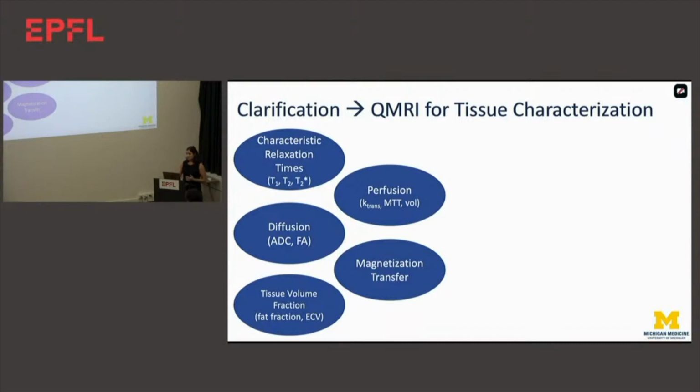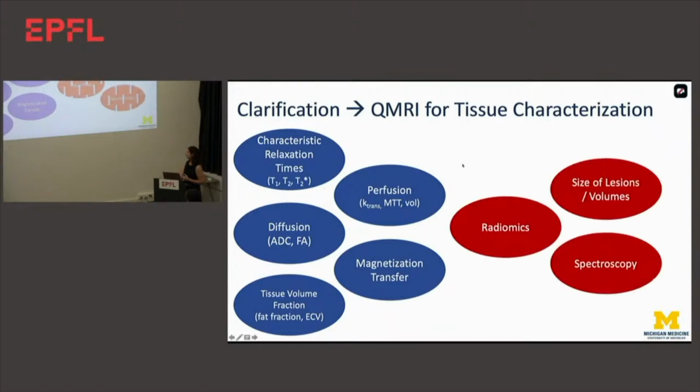What I'm not talking about in this talk for quantitative MRI is measuring the size of lesions or measuring volumes. We know we can do this with MR. I wouldn't consider that the same sort of quantitative mapping. I'm not going to talk about radiomics or spectroscopy. This is kind of outside the realm. I'm really talking about mapping of these fundamental properties of the tissue.